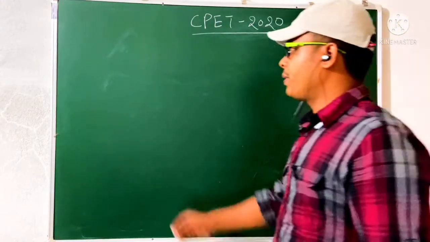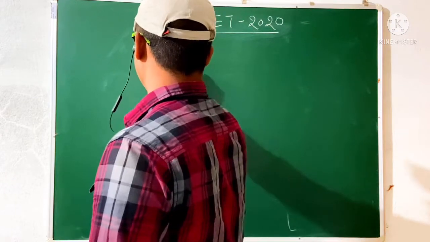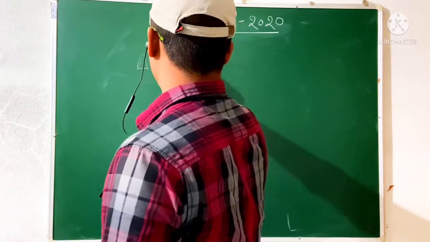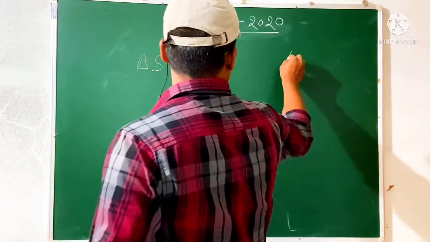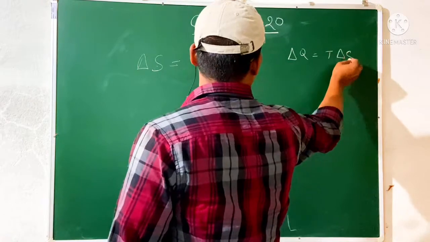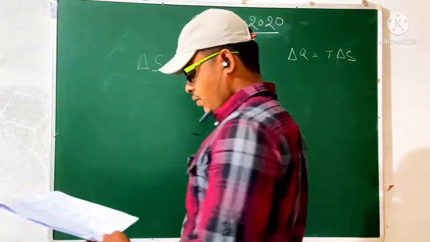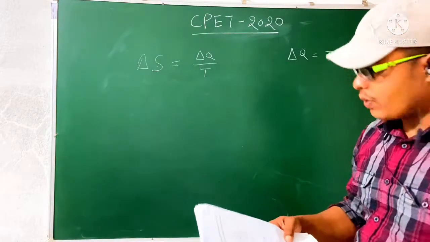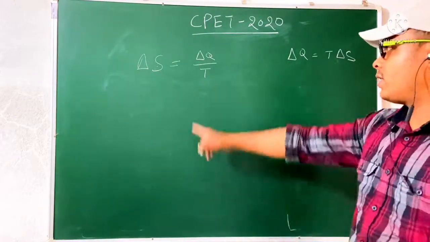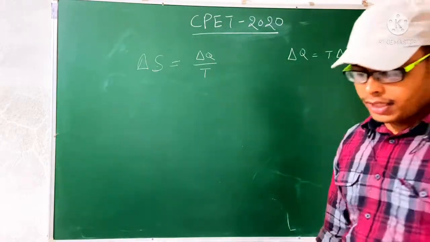So what is entropy? Actually we find it in terms of change in entropy. Remember delta Q equals T delta S. So your delta S will be delta Q divided by T. Remember, delta S is delta Q divided by T, where T is the temperature and delta Q is the change in heat.